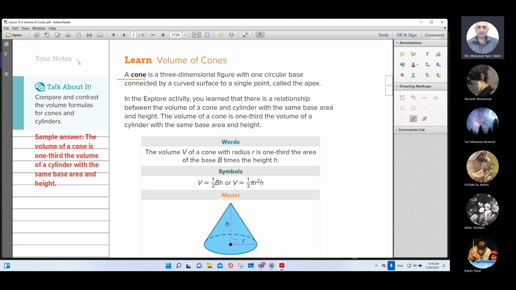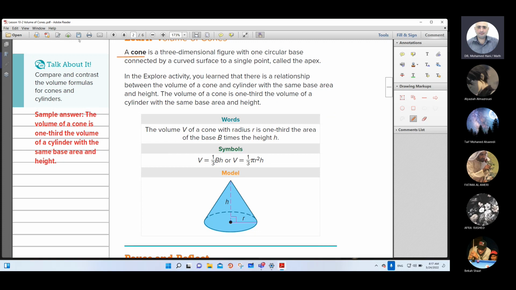A cone is a three-dimensional figure with one circular base connected by a curved surface to a single point called the apex. So a cone is a three-dimensional figure with one circular base connected by a curved surface to a single point called the apex.